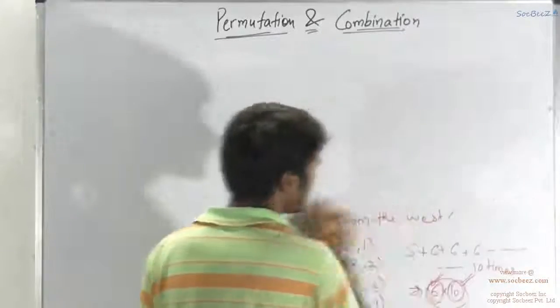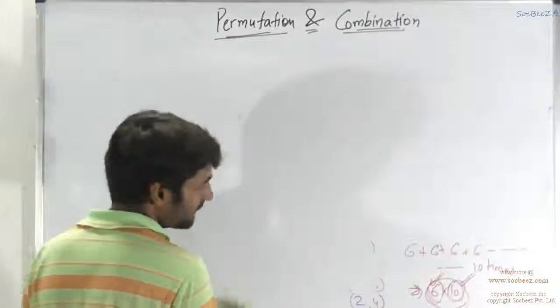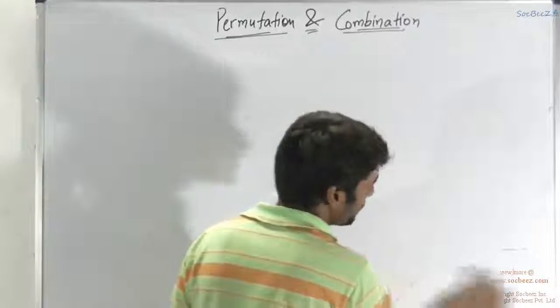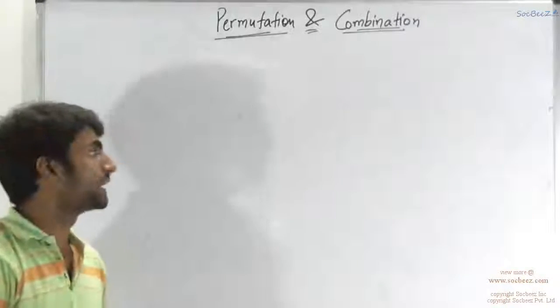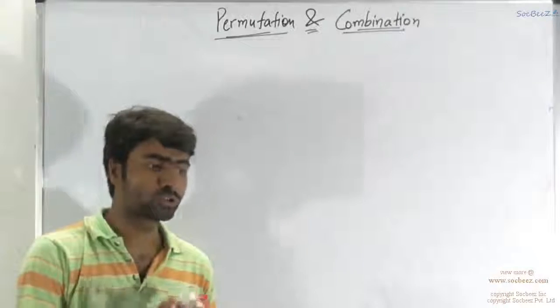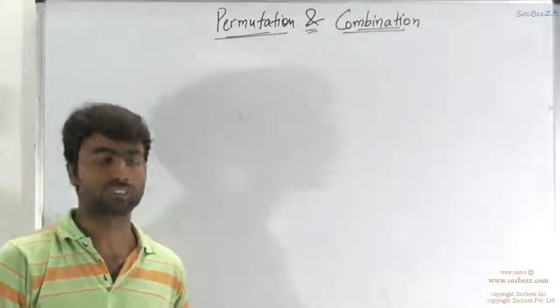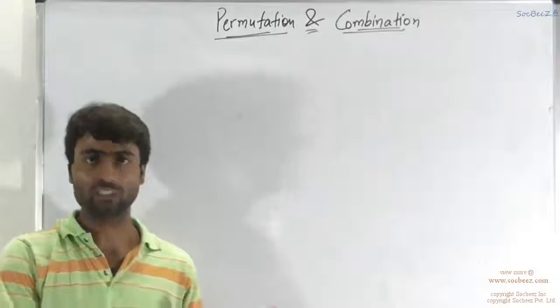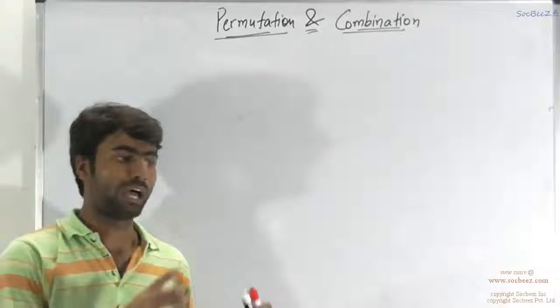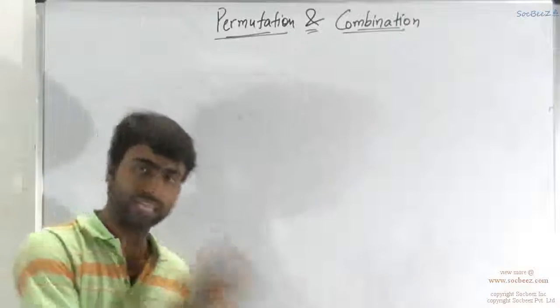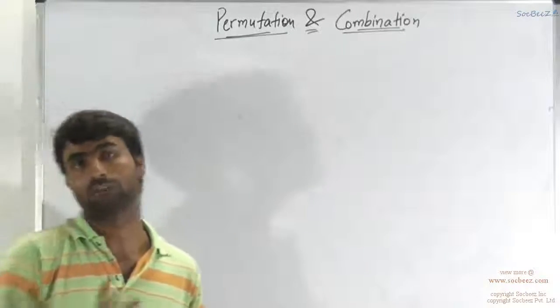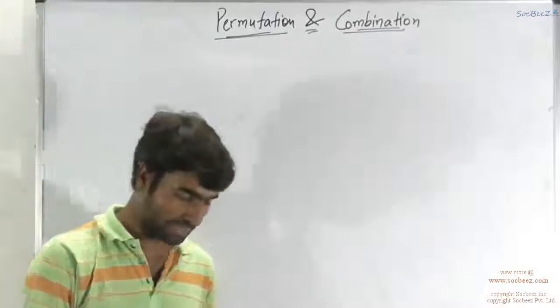You must be clear about when to apply the addition principle and when to apply the multiplication principle. The addition principle is when you have to choose either of the two tasks, that is, either you do task A or you do task B. And the multiplication principle is used when you have to choose from A as well as B. You have to choose both of them, then you use the multiplication principle.